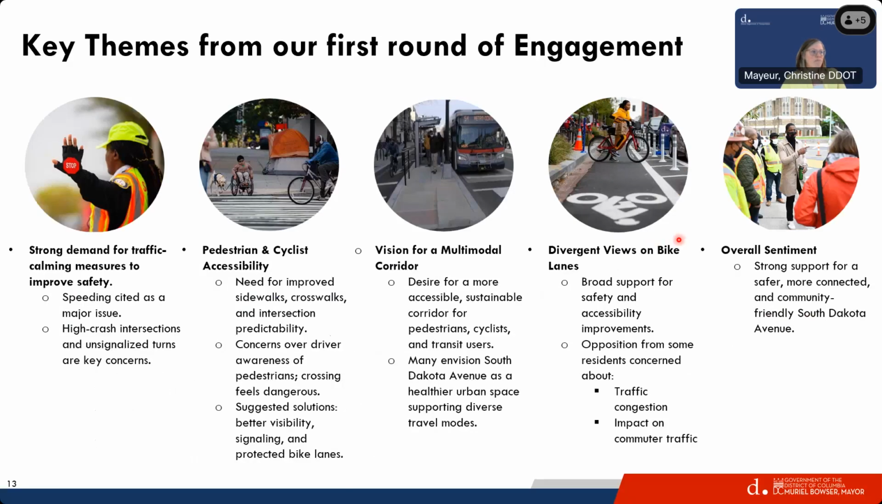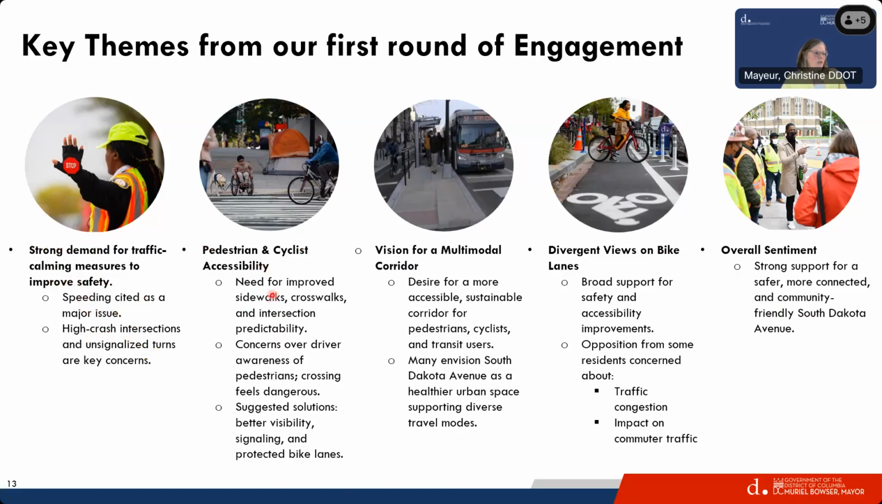So all of that together, what we heard from you all, that there is strong demand for traffic calming and improved safety on the corridor. Speeding was a major concern that we heard repeatedly. High crash intersections and unsignalized turns were key concerns.